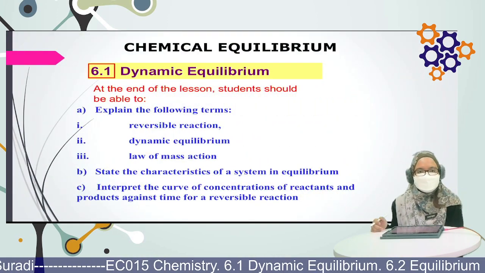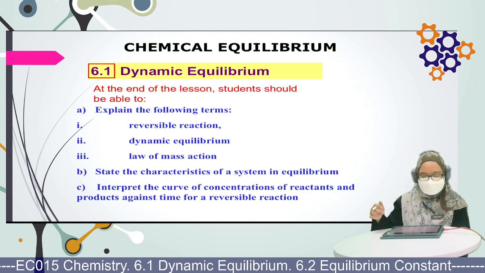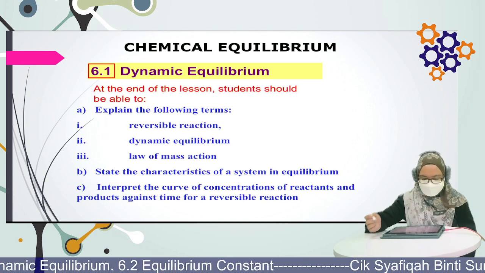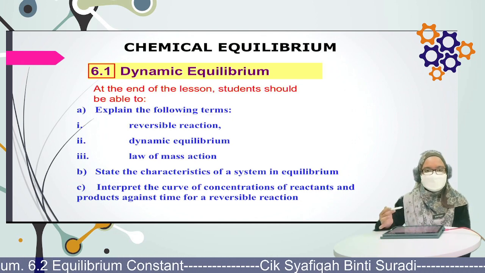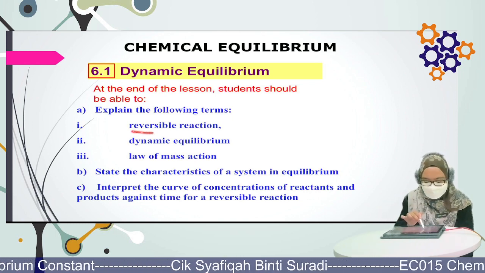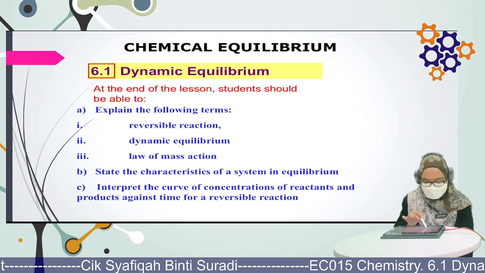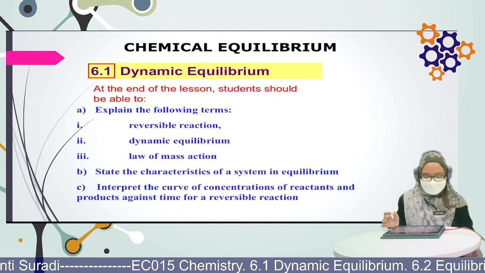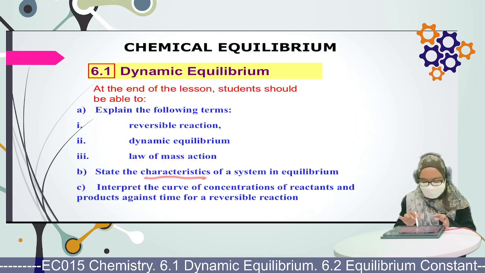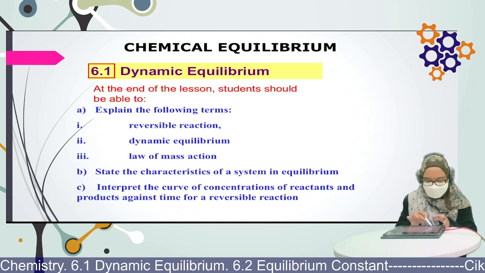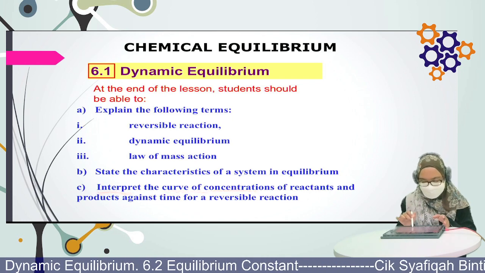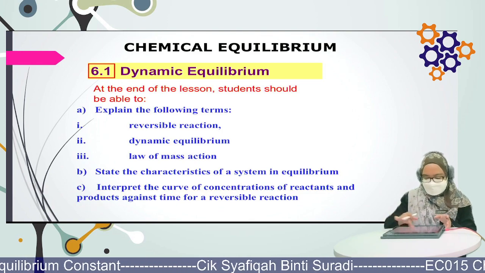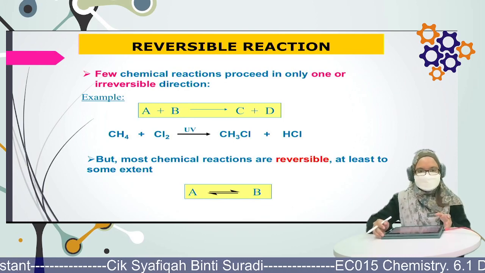Let's look at the first subtopic, 6.1, Dynamic Equilibrium. In this subtopic, at the end of the lesson, students should be able to explain the following terms: reversible reaction, dynamic equilibrium, and last but not least, the law of mass action. Then we are going to state the characteristics of the system in equilibrium. And lastly, we are going to interpret the curve of concentrations of reactants and products against time for a reversible reaction. Alright, let's look at this slide.